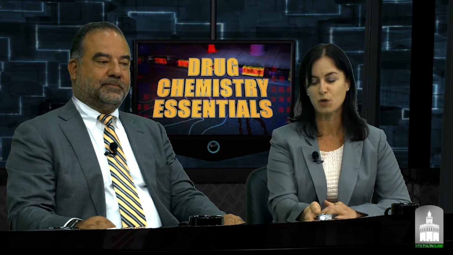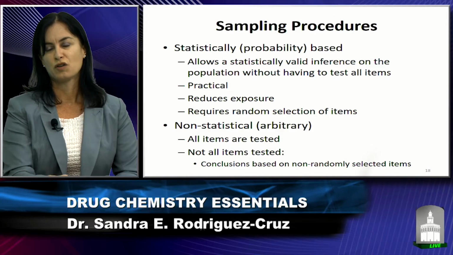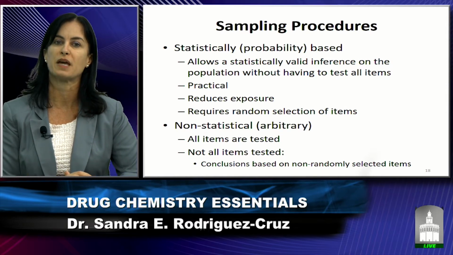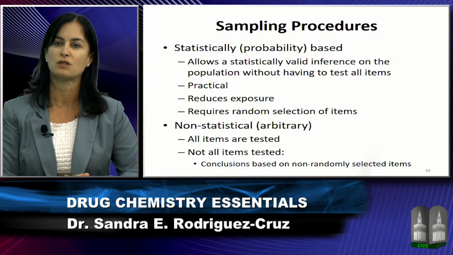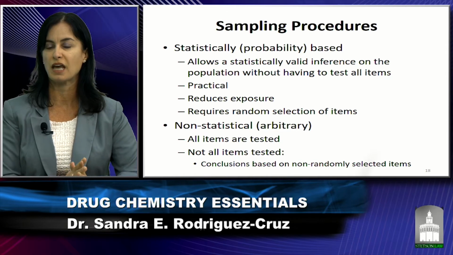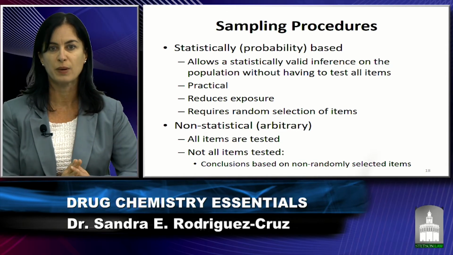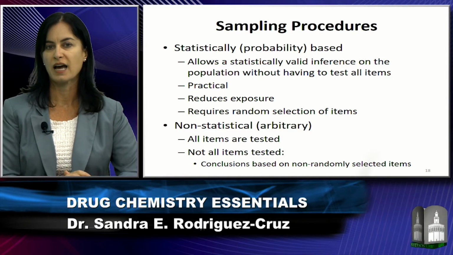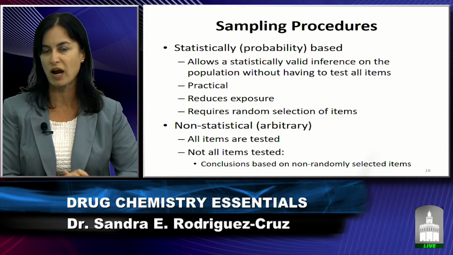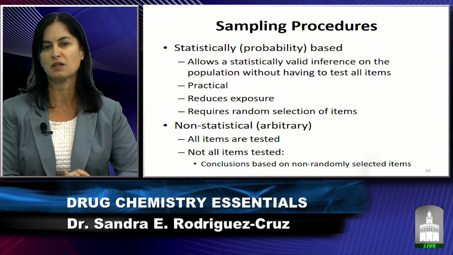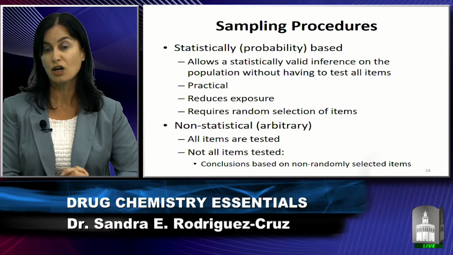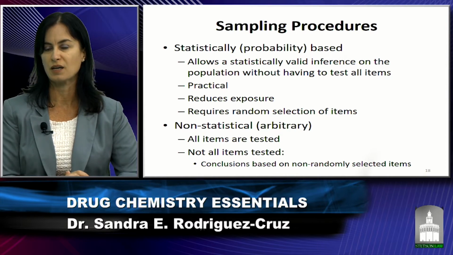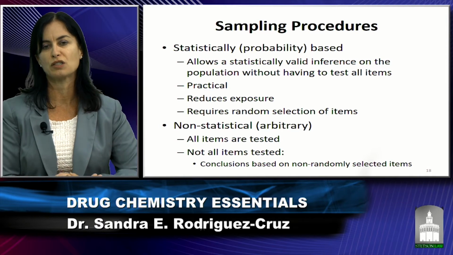Very important question, and it's very important to understand what it is that we don't do. Again, it gets influenced by the different jurisdictions that the laboratory may be in. So in general, sampling procedures could be divided into two kinds: statistically based procedures and non-statistically based procedures. The statistically based procedures allow for an inference to be made on the population without having to test all the items. Statistically based procedures are practical, and they're well founded from statistical principles. Again, they reduce the exposure, but they do require a laboratory to have implemented random procedures for the selection of those items.